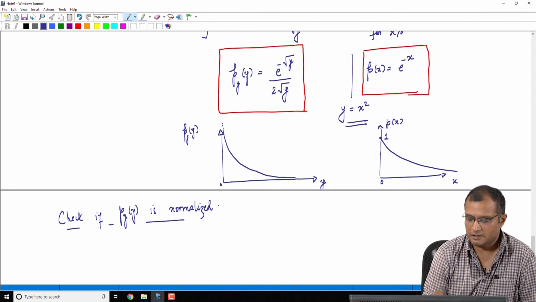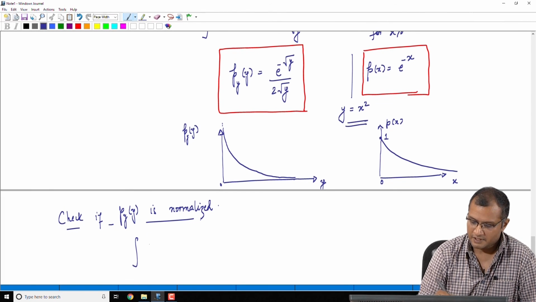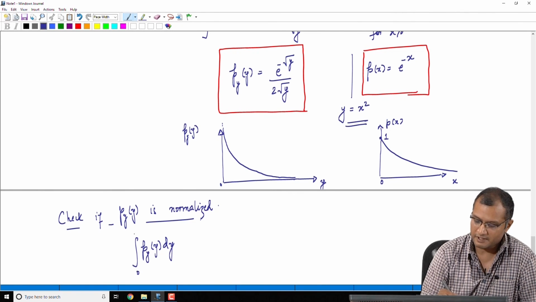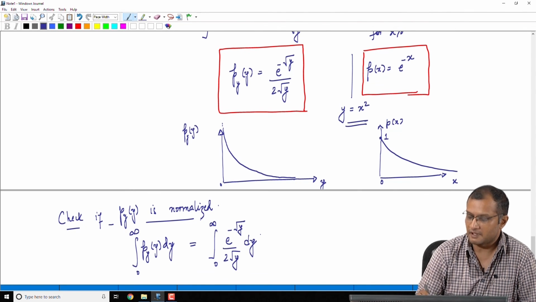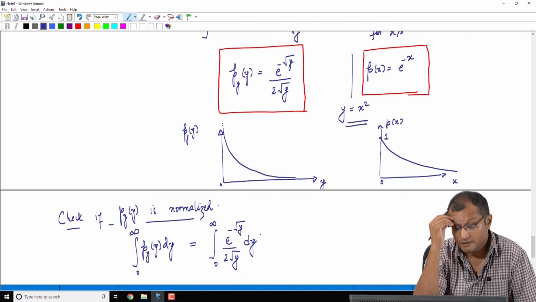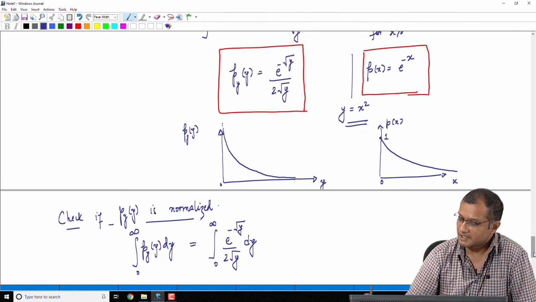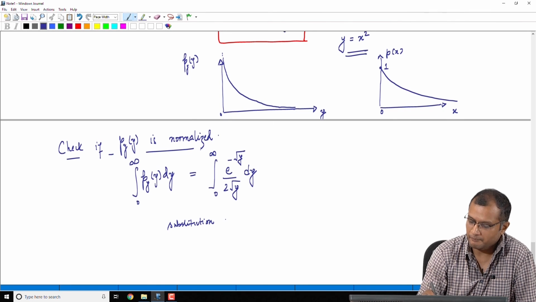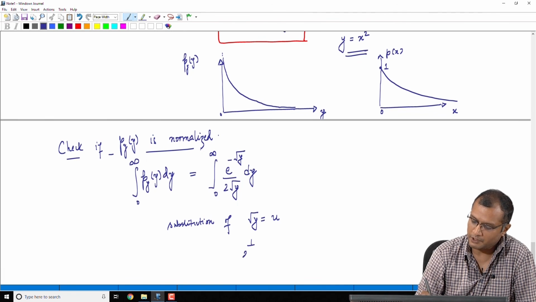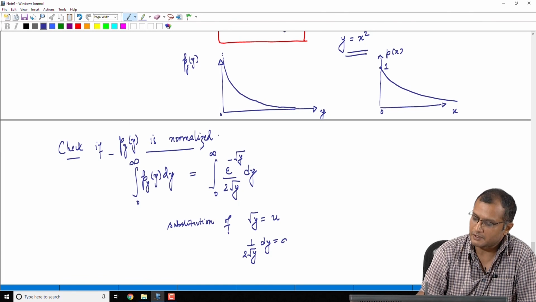Okay. So, this check can be done by simply integrating this function in the domain of y. So, I will take this function and integrate in the domain of y. Domain of y is 0 to infinity. The form of p of y is e raised to minus square root y upon twice of square root y dy. Okay. The singularity at y equal to 0 poses no issue, and that can be seen by simply making a substitution of square root of y as some variable u, thereby giving me 1 upon twice square root of y dy as du.